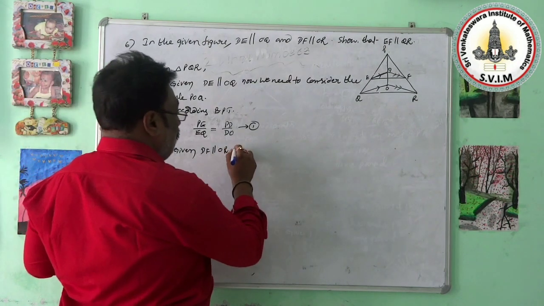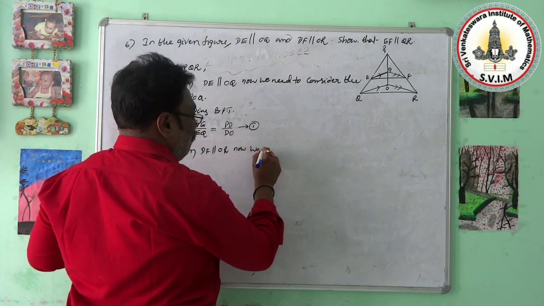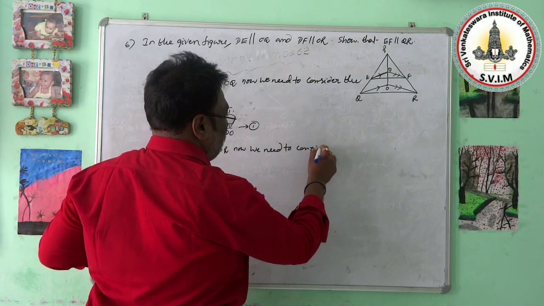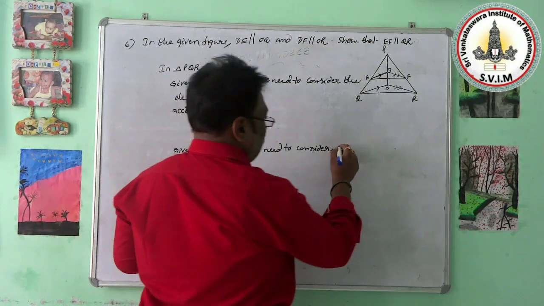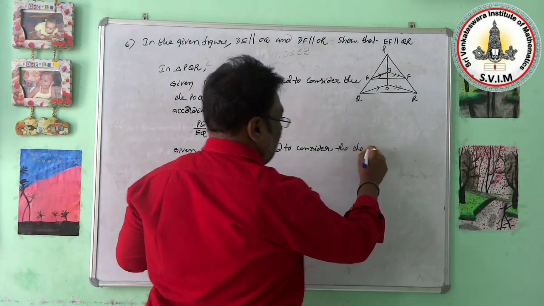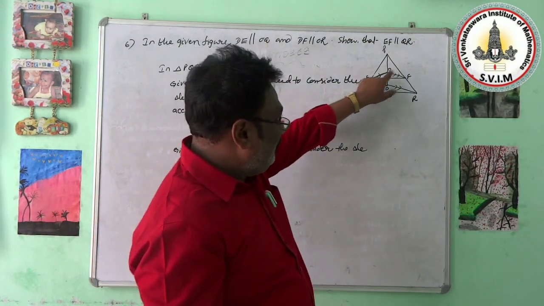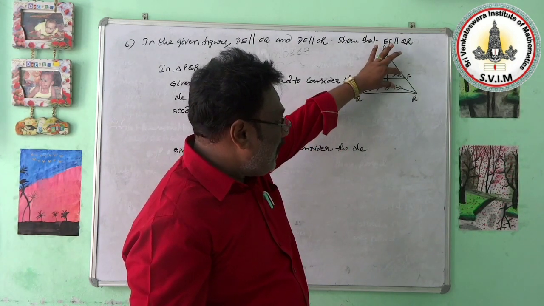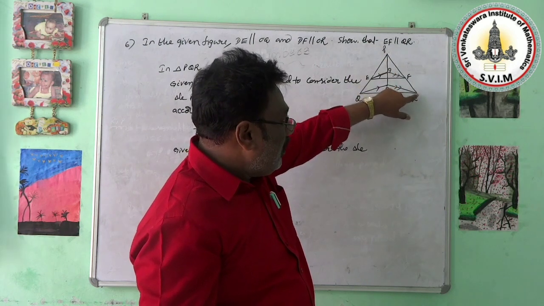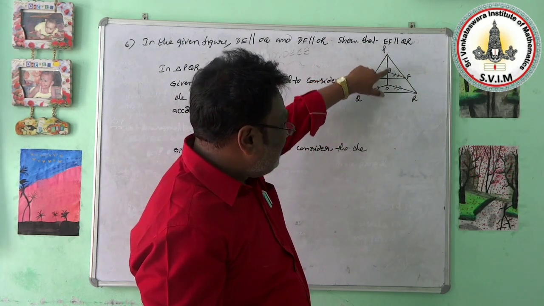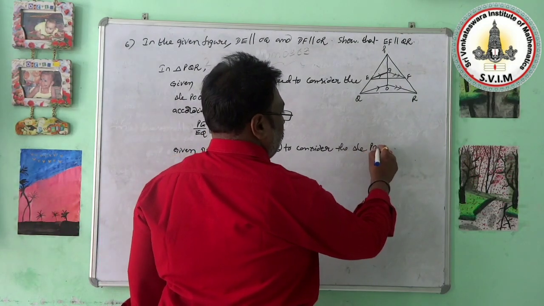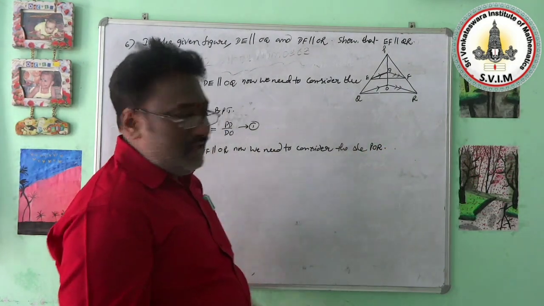Yes. Now we need to consider the triangle. What is it? DF is parallel to OR. When you have been given that two sides are parallel, it is very clear to us to consider this triangle. What is the triangle? POR. Now listen to me.